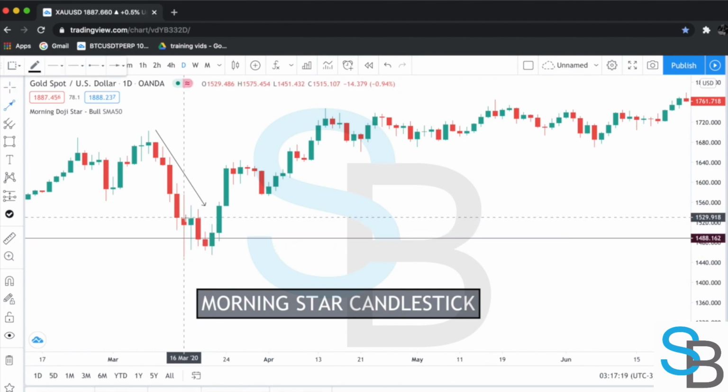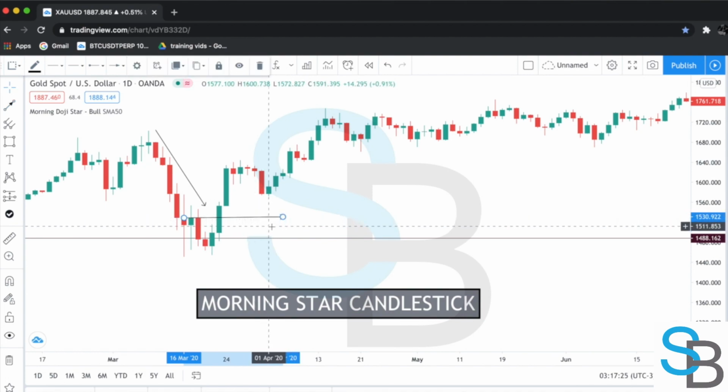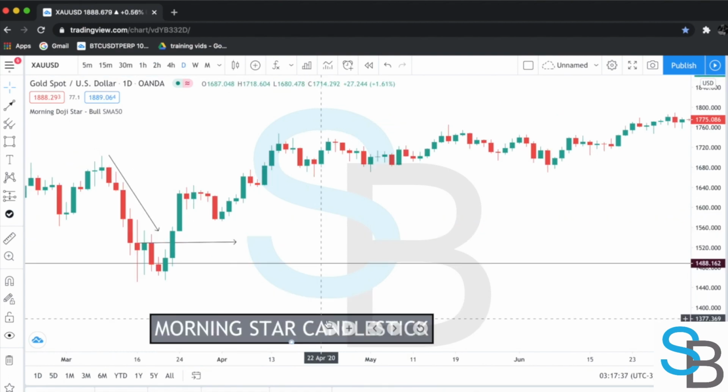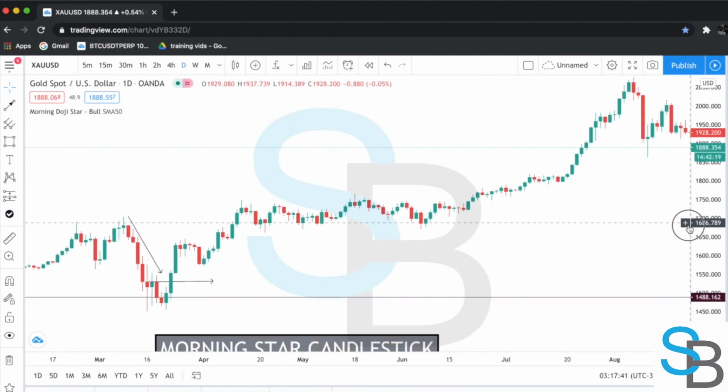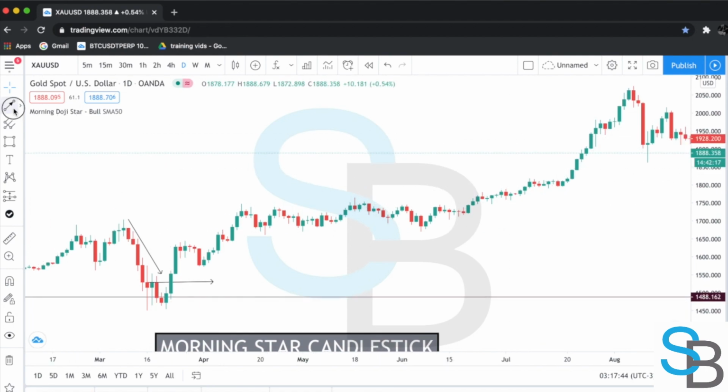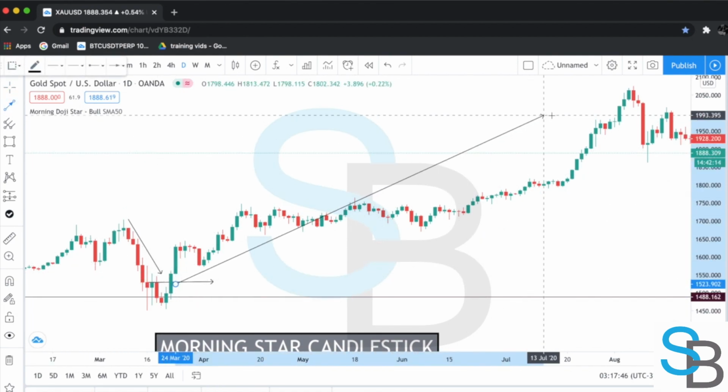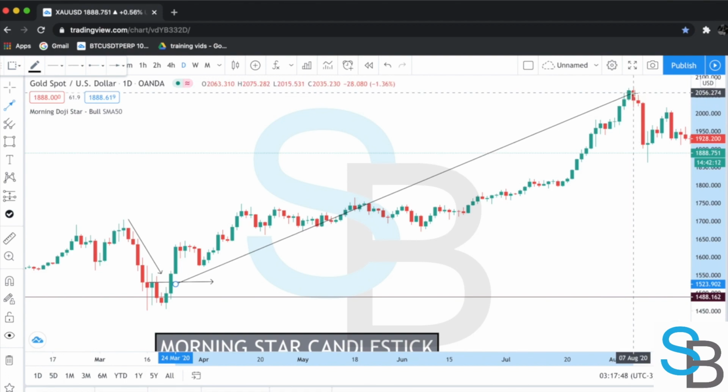This would be our entry point, when the price breaks the open of the bearish candle. As you can see, the trend changed after this and the price rallied all the way up, as you can see on the chart.